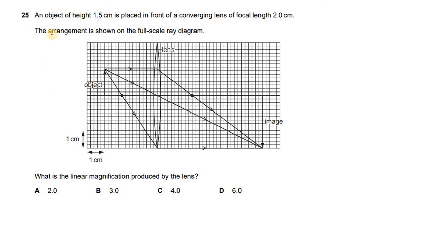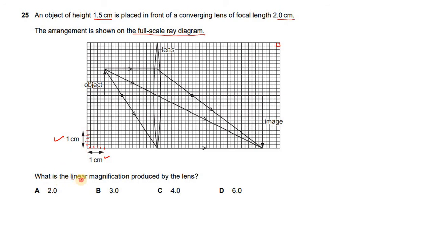Question number 25. An object of height 1.5 centimeter is placed in front of a converging lens of focal length 2 centimeter. The arrangement is shown on the full scale ray diagram. This is an important statement, full scale diagram. That means the grid has a particular measurement, which is given here. You can see that 5 boxes you can call 1 centimeter on the x-axis, and 5 boxes you can call 1 centimeter. So 1 centimeter by 1 centimeter is the given dimension.